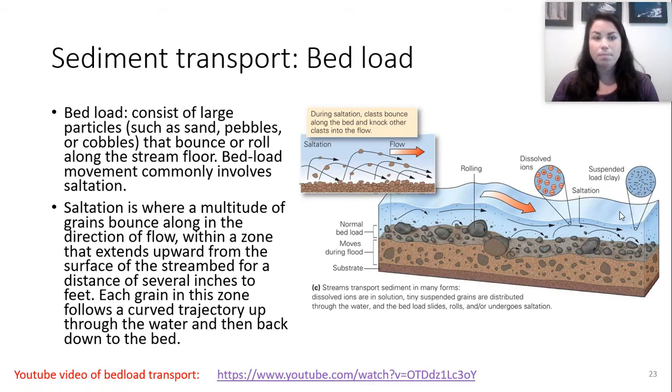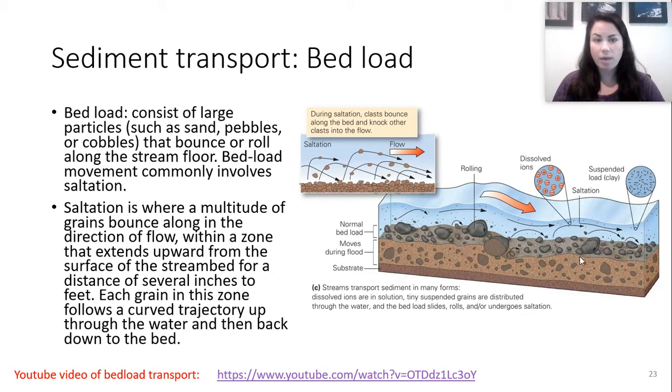And the next is bed load. Bed load is the large particles, like the pebbles and the sand that you see, and these bounce or roll along the stream floor. Bed load movement commonly involves saltation.